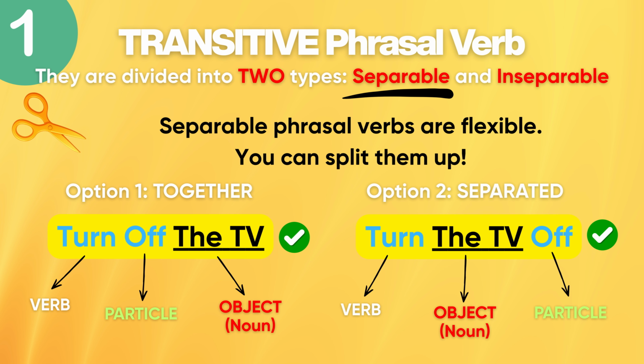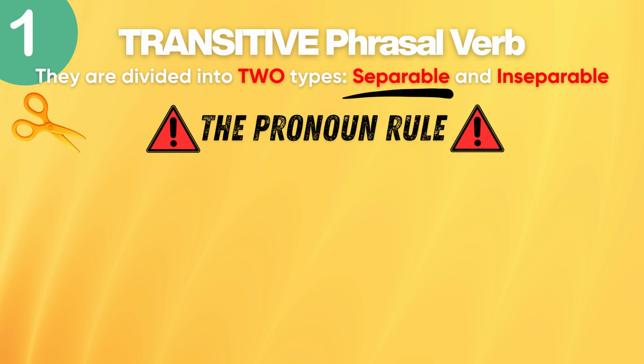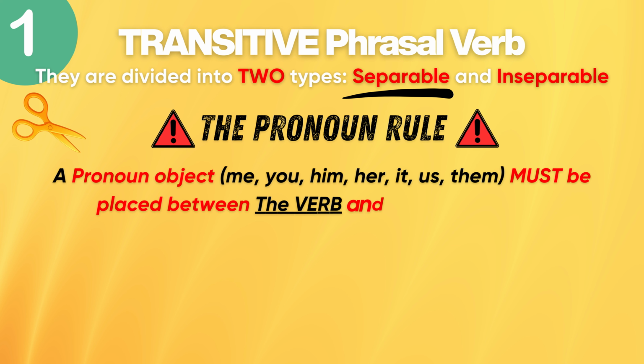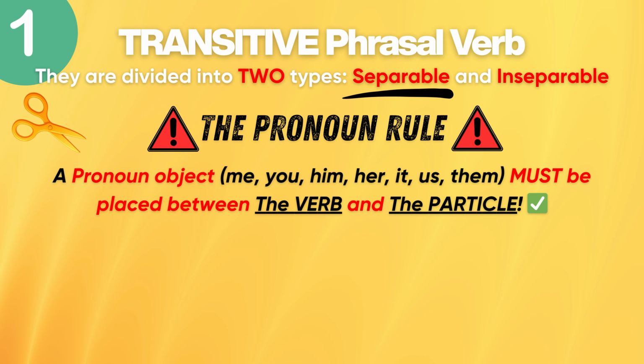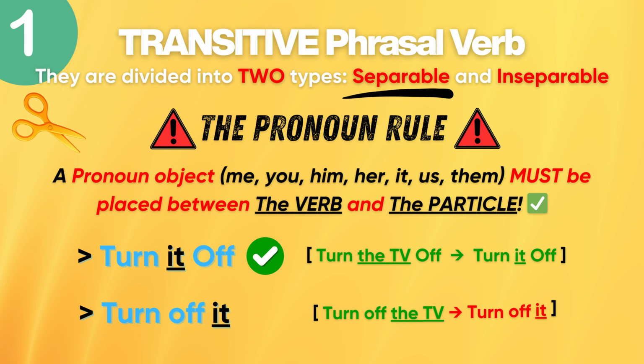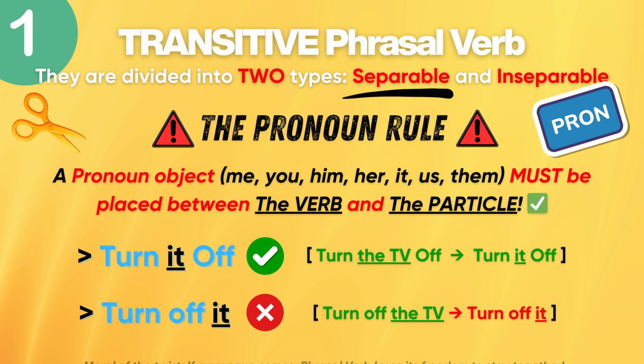But hold on, there's a small twist. The pronoun rule for separable phrasal verbs. Let's see what does it say. Listen carefully. A pronoun object such as me, you, him, her, it, us or them must be placed between the verb and the particle. Consider this example. Turn it off. Here the pronoun it is correctly placed between the verb and the particle, making sense. Now let us violate the rule and see what happens. Turn off it. The pronoun it sits at end and the sentence doesn't make any sense.